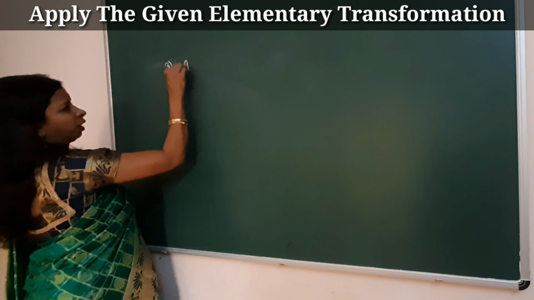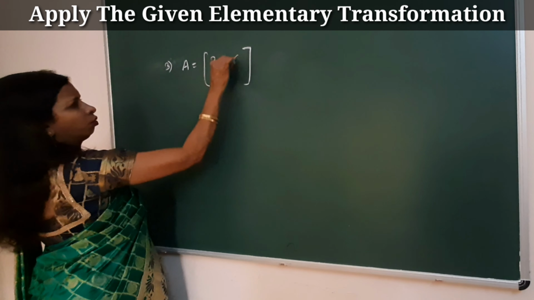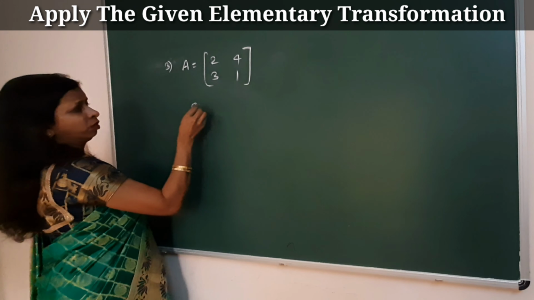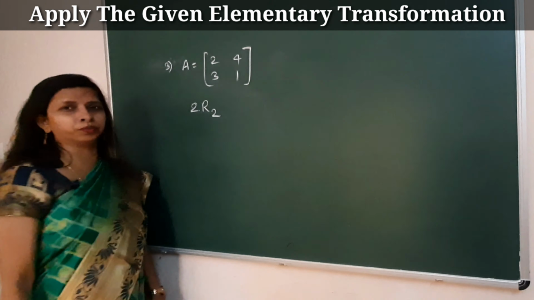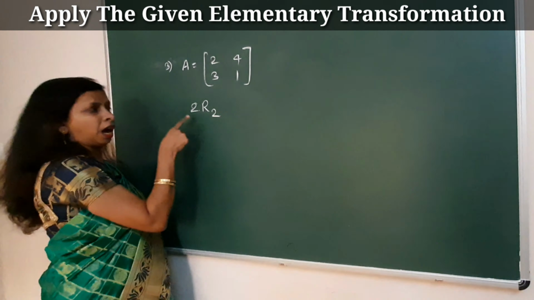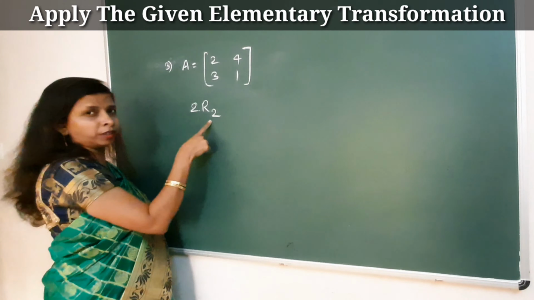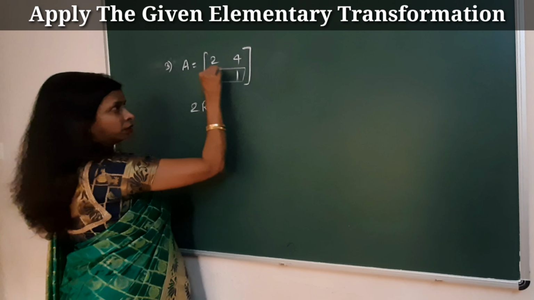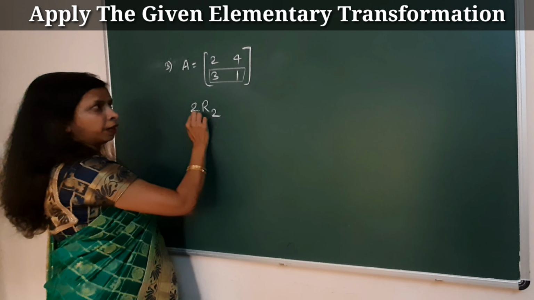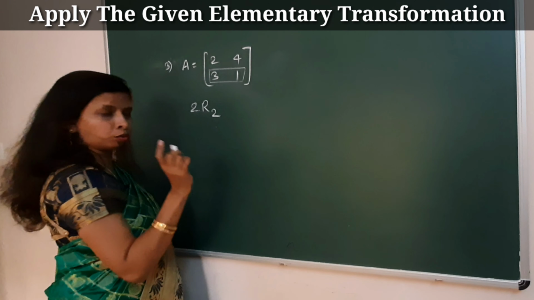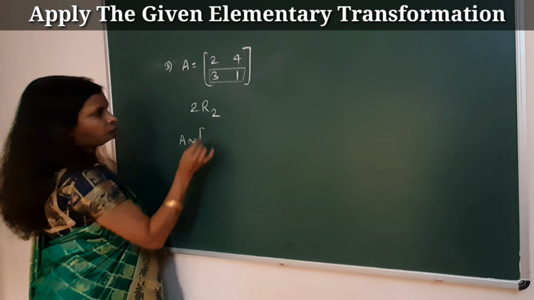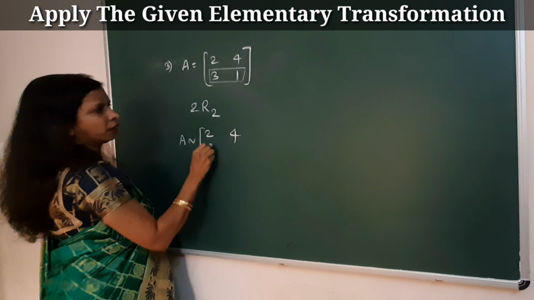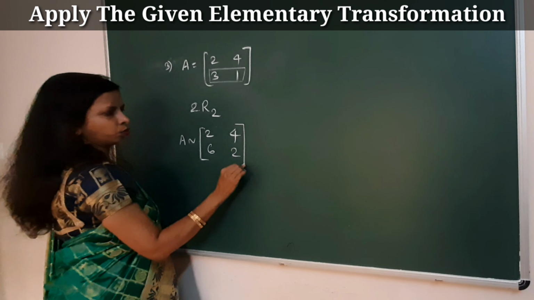Suppose my question is A equal to 2, 4, 3, 1. Now I am supposed to find out 2R2. This denotes I am going to multiply 2 with the second row. Which is my second row? I am going to deal only with these two. So 3 multiplied by 2 is 6, 1 multiplied by 2 is 2. So A is equivalent to, my first row will remain unaffected, 2, 4. And 2 3s are 6 and 2 1s are 2.